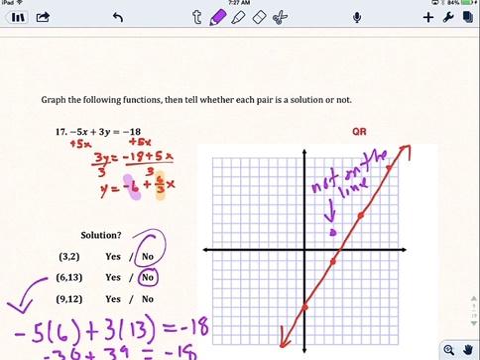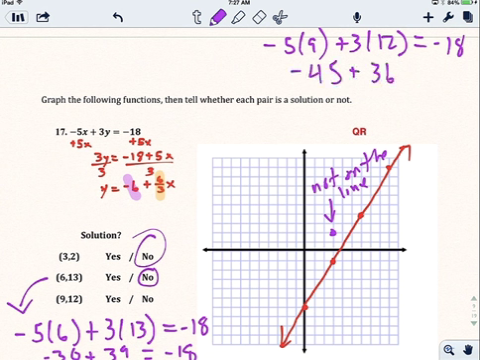Let's try 9 and 12. I'll do the work up here. Negative 5 times 9 plus 3 times 12 equals negative 18, and we'll see if that works. So that's negative 45 plus 36 equals negative 18. Negative 45 plus 36 is going to be negative 9, and that does not equal negative 18. So again, not a solution. I would have ended up with a true statement, something like negative 18 equals negative 18, if they indeed worked.